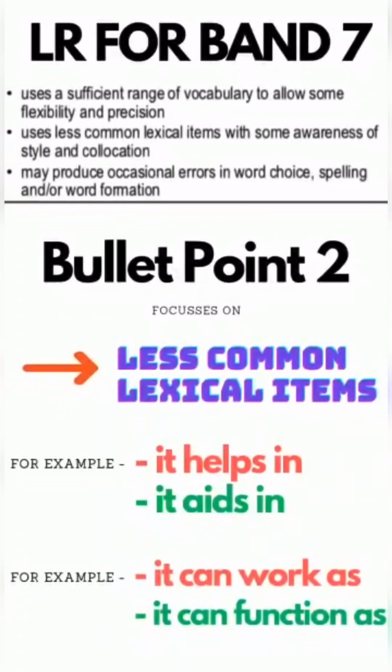Moving on, we have our next bullet point that says uses less common lexical items with some awareness of style and collocation. This bullet point asks you to use less common lexical items. अब इसका मतलब है कि आपको ऐसे words use करने हैं जो ज़्यादा common नहीं हैं, but this doesn't imply that it has to be fancy. Let's understand this better with the help of few examples. The first one is it helps in की बजाय a student can say it aids in. Second one is it can work की बजाय a student can write it can function, and so on.